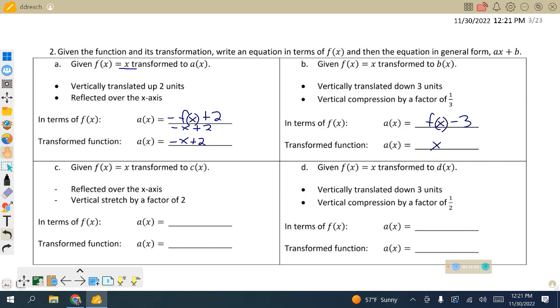We got a compression. What's a compression mean? Is it going to get more steep or less steep? Yeah, it's going to get a little bit flatter. And where's that 1/3 have to go? Yeah, in the front. Sounds good.